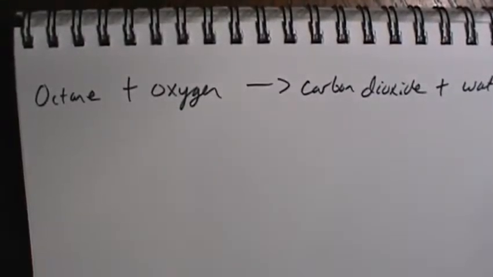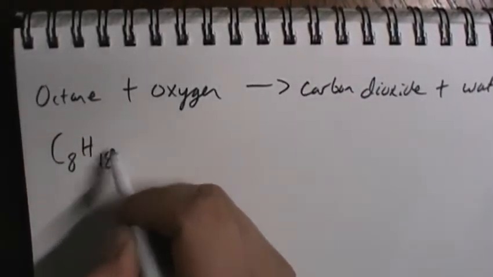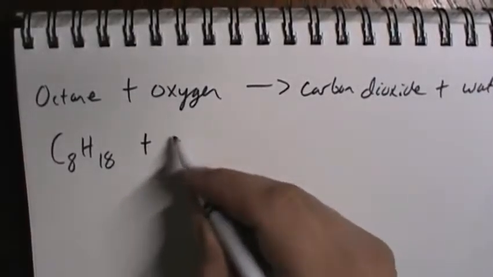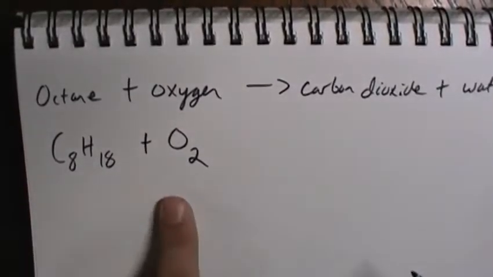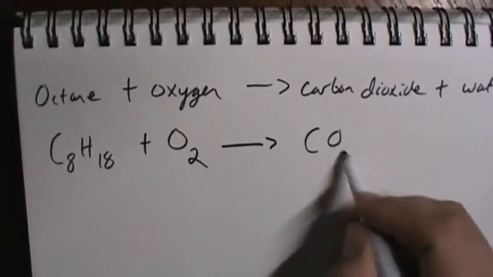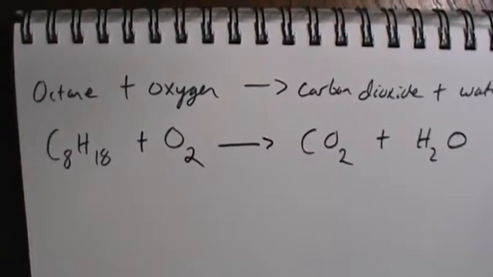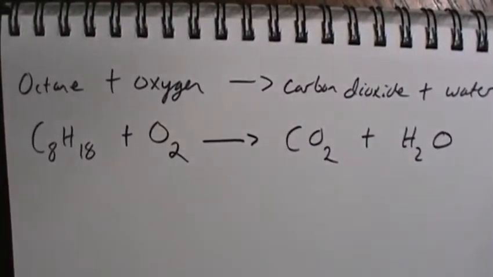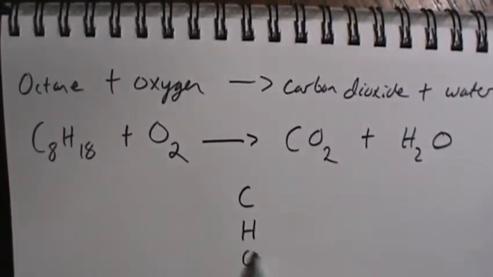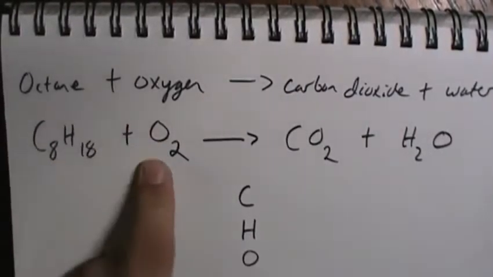Now, octane is C8H18. No, you do not need to memorize that. Plus oxygen, which is a diatomic gas. You do need to memorize that. Producing CO2 and H2O. Okay? Now, when we're balancing a combustion reaction, it's easiest to start with the carbon, then move to the hydrogen, and finish with oxygen.